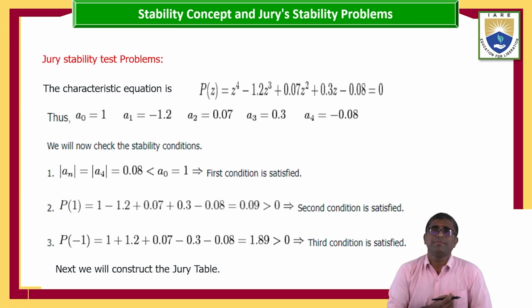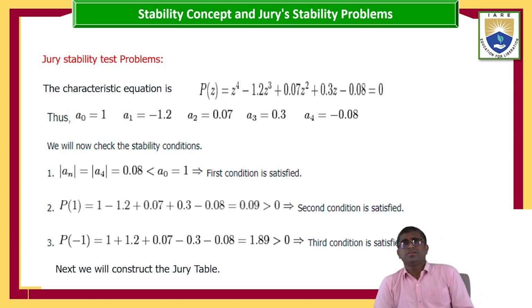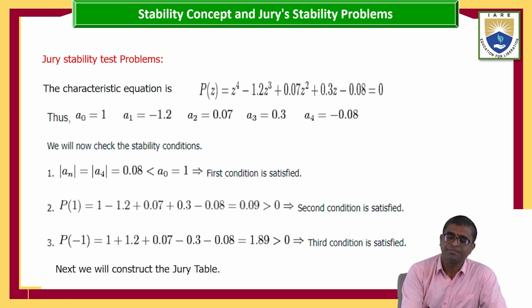Coming to one of the problems, the Jury stability test problem. That is P of z equal to z power of 4 minus 1.2 z cube plus 0.07 z square plus 0.3 z minus 0.08 equal to 0. Here, what is A naught? A naught is nothing but the first term, the highest power coefficient. Next, A1 is 1.2, A2 0.07, A3 0.3, A4 0.08. Sorry, it is A0, A1, A2, A3, A4.